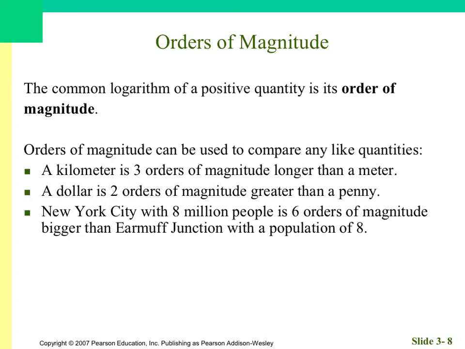Orders of magnitude. The common logarithm of a positive quantity is its order of magnitude. Orders of magnitude can be used to compare like quantities. A kilometer is 3 orders of magnitude longer than a meter. A dollar is 2 orders of magnitude greater than a penny. See, it's how many times you're multiplying by 10 that gives the orders. Okay?